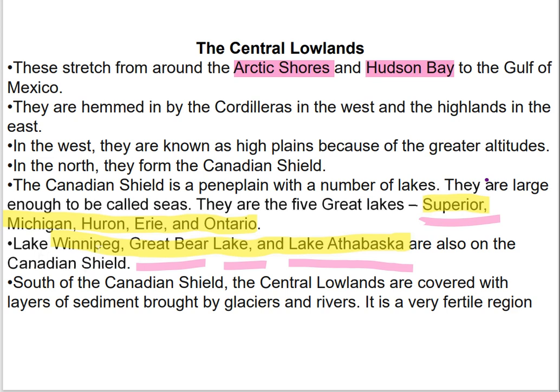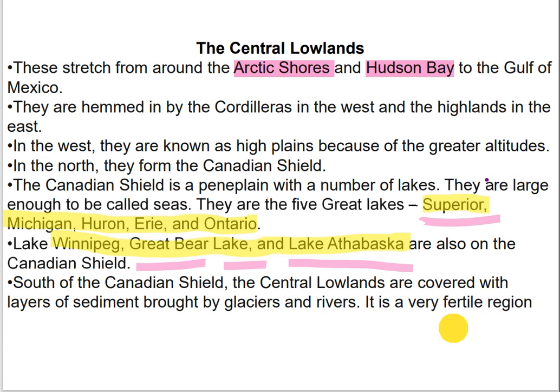The next ones, Lake Winnipeg, Great Bear Lake, and Lake Athabasca, are also on the Canadian Shield. South of the Canadian Shield, the central lowlands are covered with a layer of sediments brought by the glaciers and rivers. It is a very fertile region.